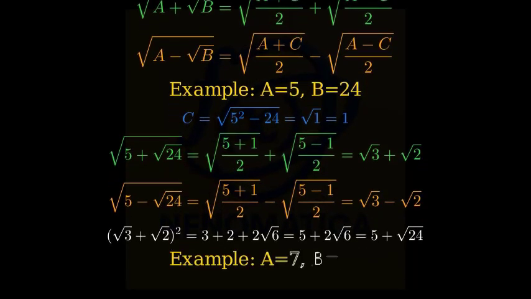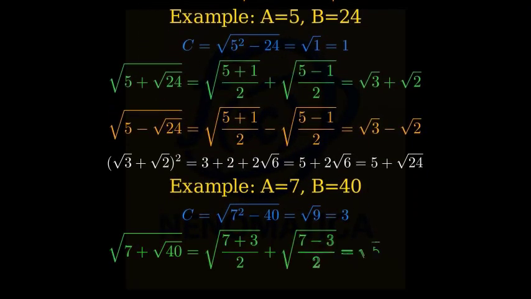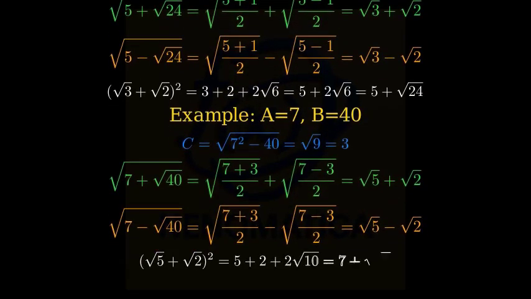Example 2. Take a equals 7 and b equals 40. Then c equals the square root of 49 minus 40, which is 3. Therefore, the square root of 7 plus the square root of 40 equals the square root of 5 plus the square root of 2, and the minus version equals the square root of 5 minus the square root of 2. Again, squaring the sum confirms the result.